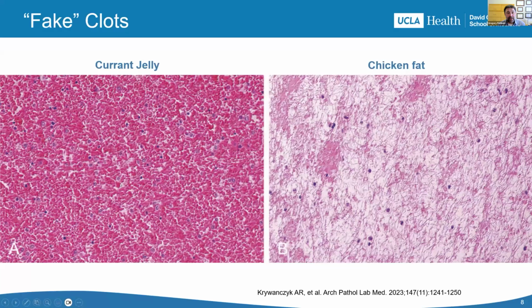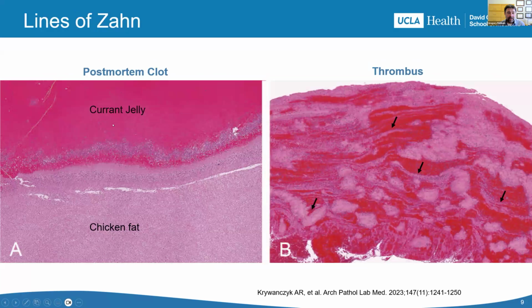This is what it looks like under the microscope. The currant jelly is red blood cells and some white blood cells, and the chicken fat is more platelet aggregates and fibrin. Here's a nice post-mortem clot showing you the separation of the currant jelly from the chicken fat, and here is a real thrombus that exhibits pretty nice lines of Zahn from laminar flow in the body.